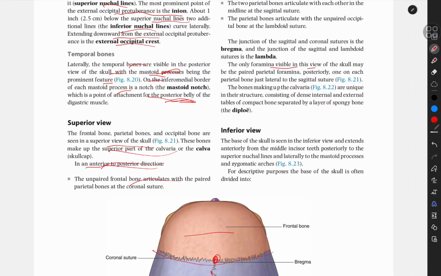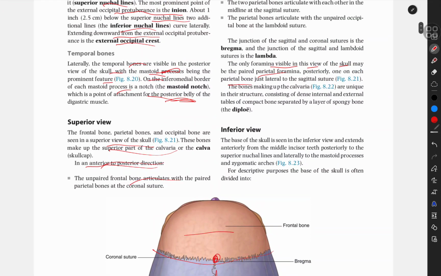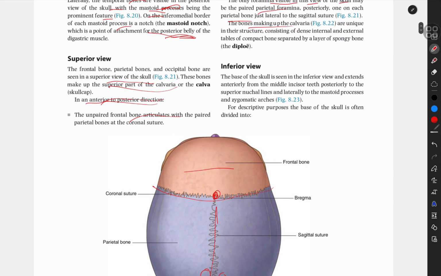The only foramina visible in this view of the skull may be paired parietal foramina, posteriorly one on each parietal bone, just lateral to the sagittal suture. Here is the parietal foramen. The bones making up the calvaria are unique in their structure, consisting of dense internal and external tables of compact bone separated by a layer of spongy bone, the diploe.